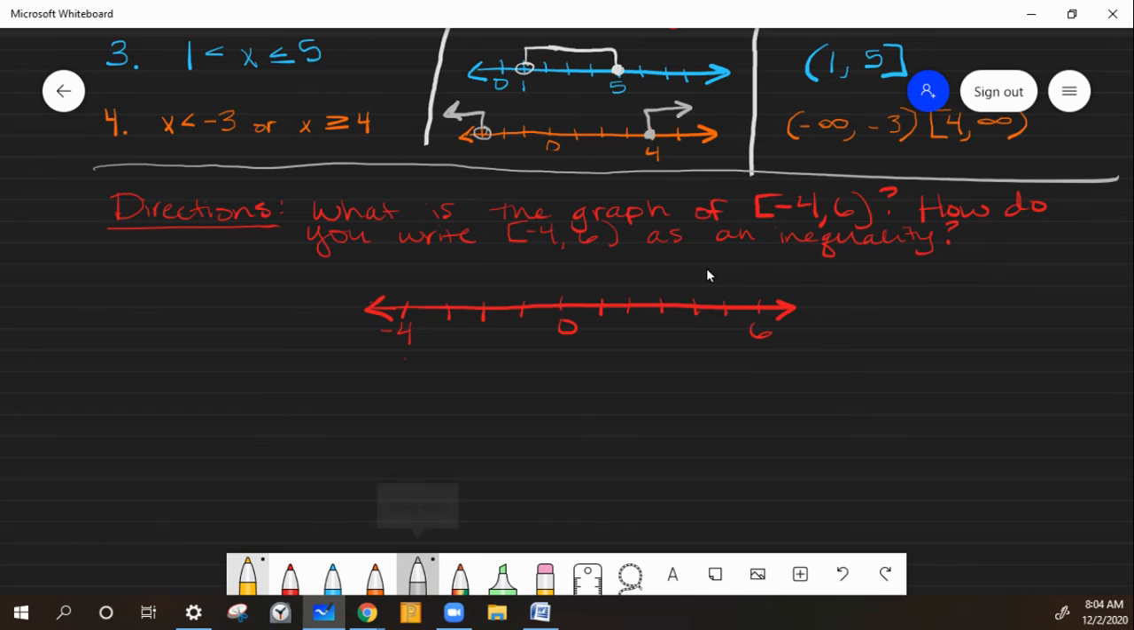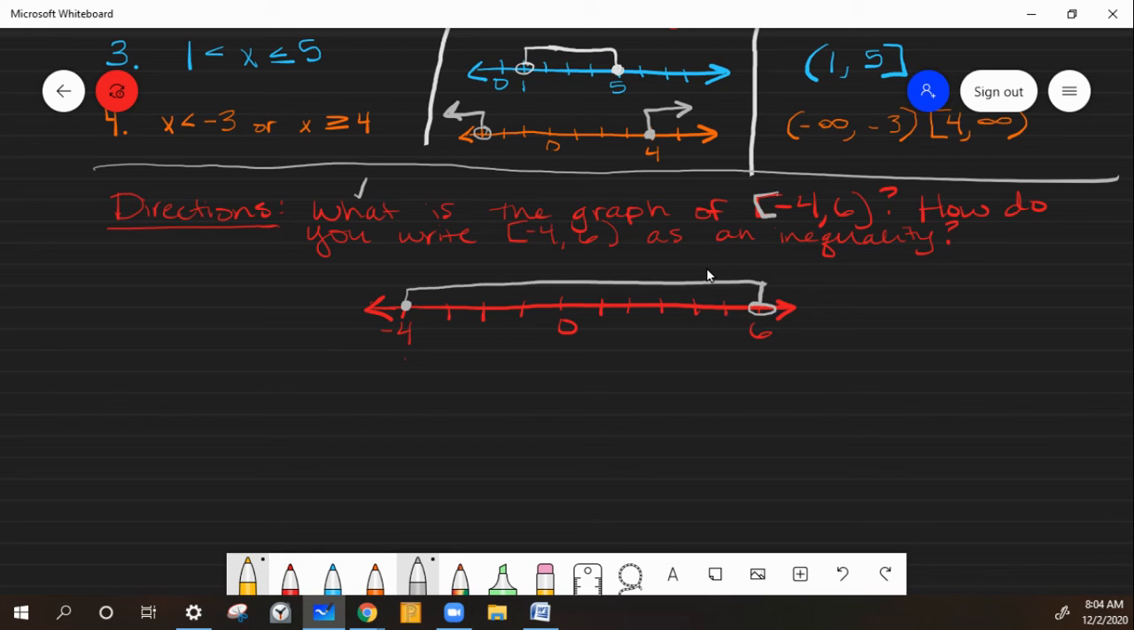Okay, so let's unpack this. We have a bracket here, which means closed circle on -4. And we read our solutions left to right. So it looks like I'm going all the way until 6, but does it ever actually equal 6? Nope. So it's an open circle on 6. Okay, so that's the first part of the question done.